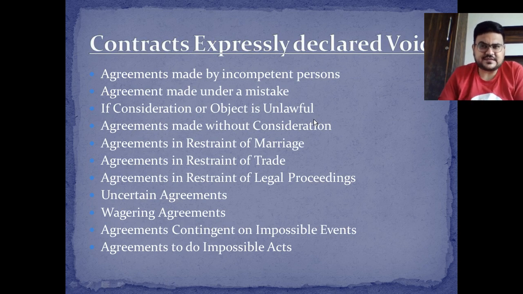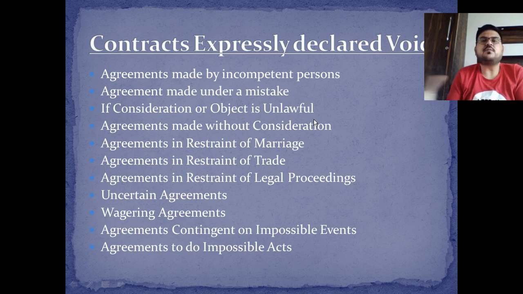There are some contracts which are void, for which we don't need to make an announcement that this is not allowed. These are very well understood to be void. Agreements made by incompetent persons. Now we have studied what is a competent person. A competent person is someone who is above 18 years of age, who is of sound mind, and who has never been disqualified by law. So if incompetent persons are making a contract, it is void, no need to declare.